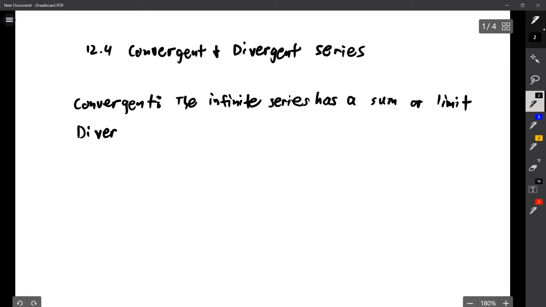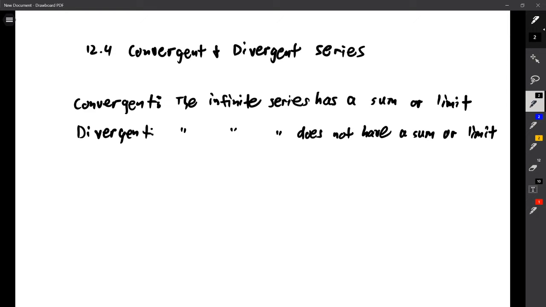So divergent, we could say the infinite series does not have a sum or limit. Notice its sum would be, quote unquote, infinity and its limit would be infinity. Or we would say it does not converge, rather it diverges. This is an important component of some topics in calculus, and that's why it comes up in a pre-calculus text.